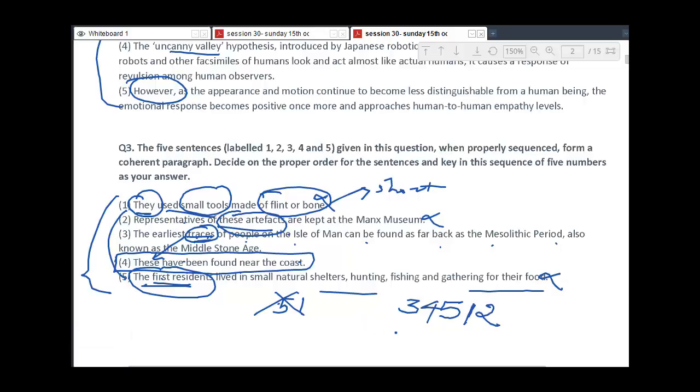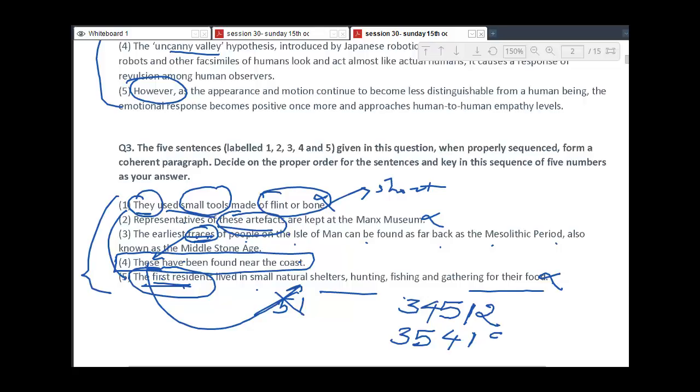I can start with 3. The earliest traces of people on the Isle of Man can be found, right? And then I can say the residents lived in small natural shelters, hunting, fishing, and gathering for their food, correct? 3, 5. And then I can say these have been found near the coast. What can these refer to? The first residents lived in small natural shelters, hunting, fishing, and gathering for their food. These could refer to basically small natural shelters. So I can say 3, 5, 4. And then I can say they used small tools.